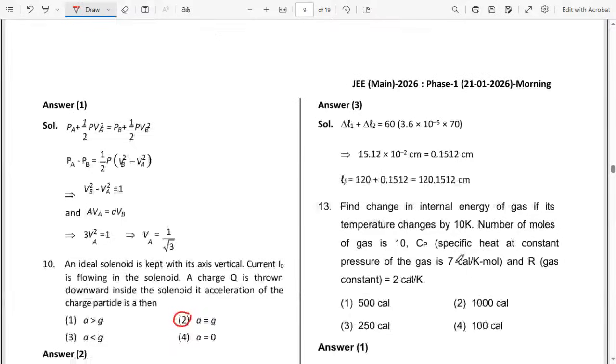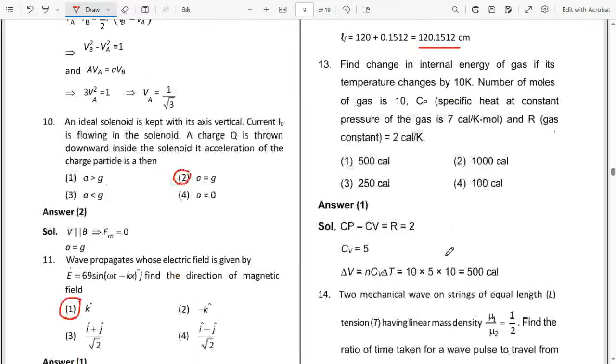How? So this is the calculation. L1 plus L2 equal to 60, 3.6 into 10 to the power of minus 5 into 70. So this is a simple calculation. We are going to get 120.1512.